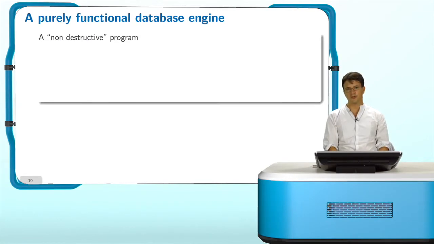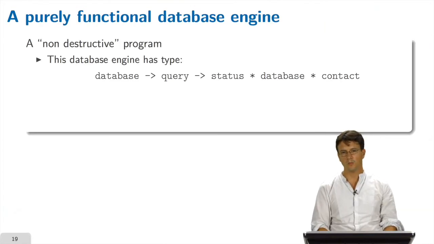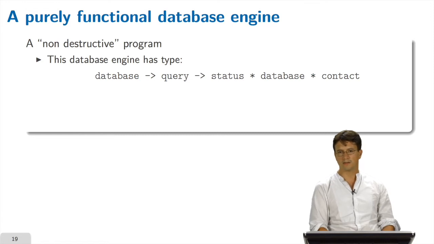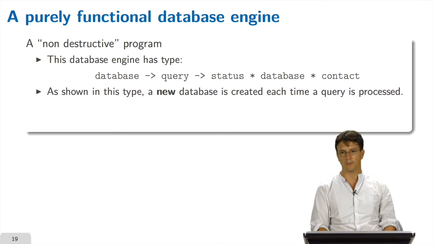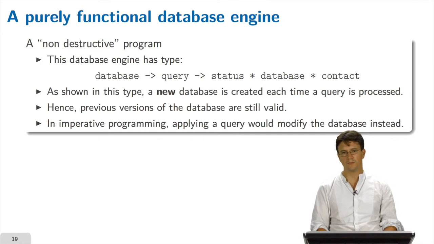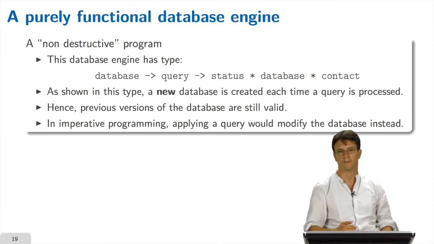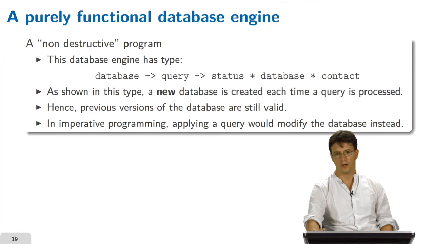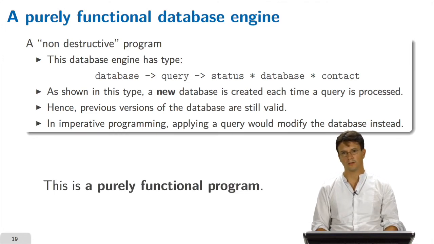If we compare the implementation that we have just done for our database engine with an imperative one, what is clear is the fact that we have written a non-destructive program. Indeed, when we look back at the type of this database engine, we can notice that a new database is created each time a query is processed. So previous versions of this database are still available as valid values in OCaml. In contrast, when you write an imperative program and you apply a query to a database, this modifies the database in place. In fact, what we have programmed is a purely functional database engine.